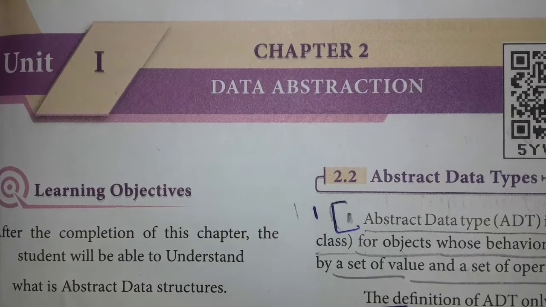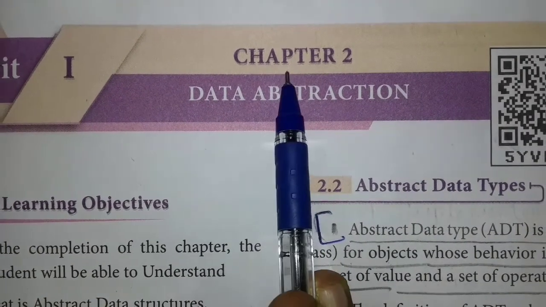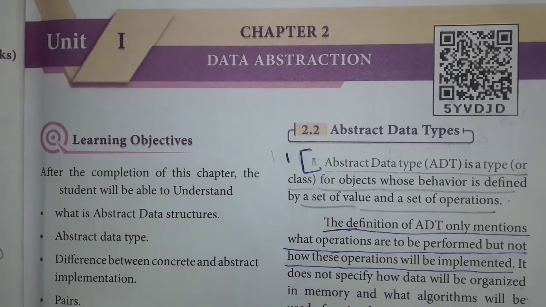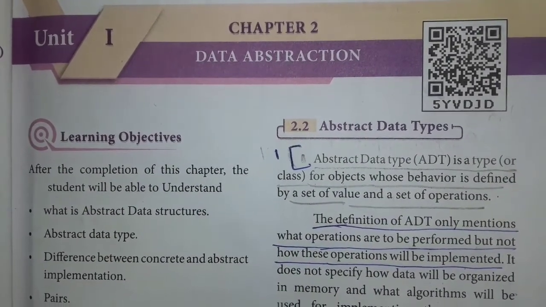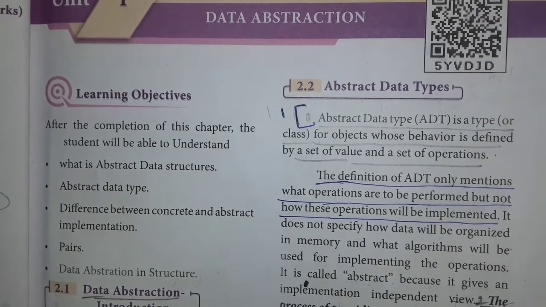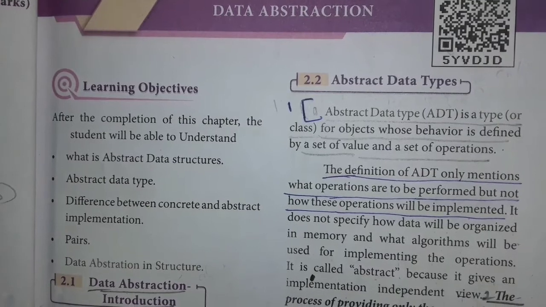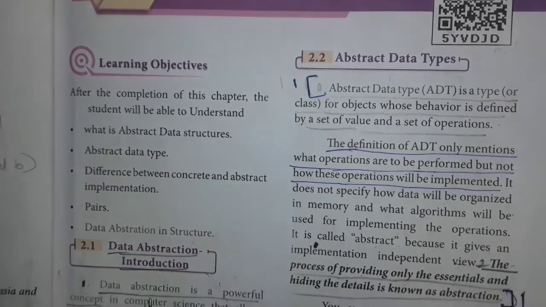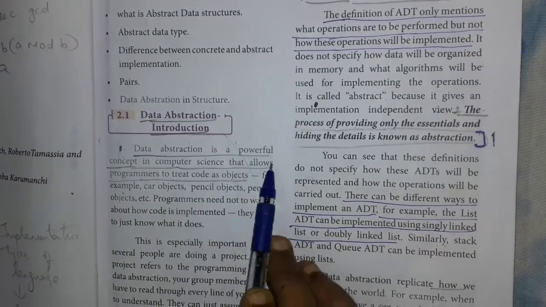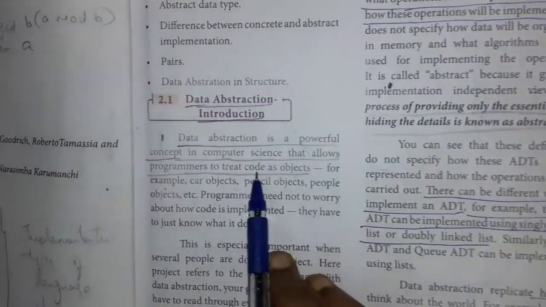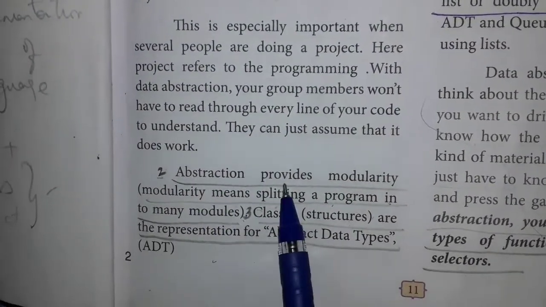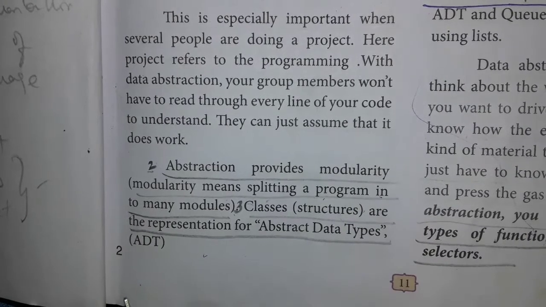So I think today's topic is clear. We started with Chapter 2, data abstraction, and under this the first topic is data abstraction introduction. The introduction for this topic is given with an example. Data abstraction is a powerful concept in computer science that allows programmers to treat code as objects. The next one is abstraction provides modularity.